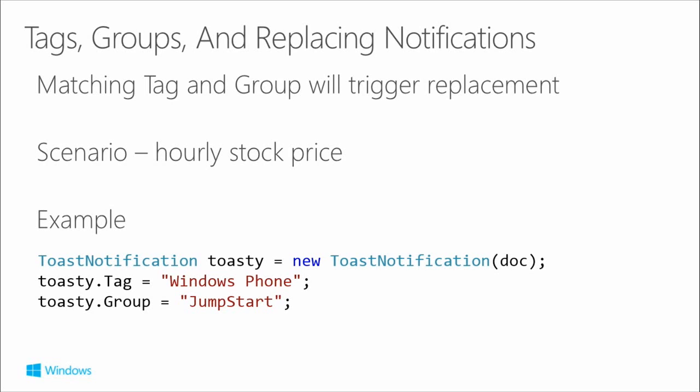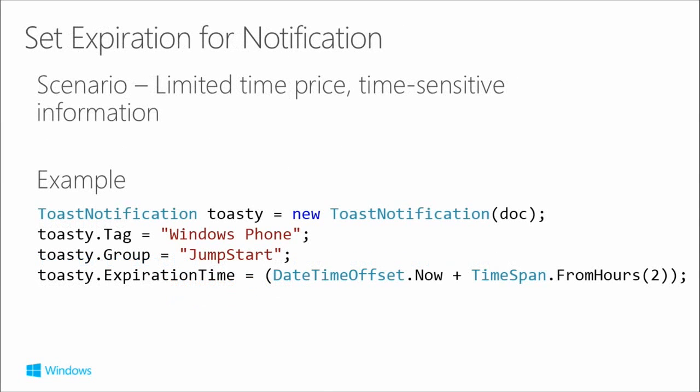We can use tags and groups for replacing notifications. A matching tag and group is going to trigger that replacement. So the scenario there is you've got an hourly stock price. You make sure that the replacement notification has the same tag and the same group, and it will update. You can set those tags and groups using these notification properties here.